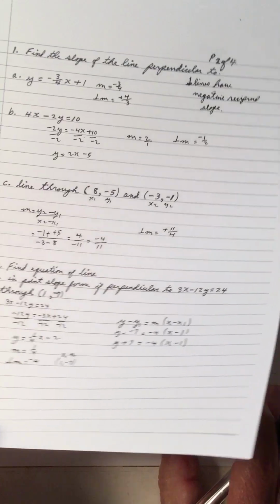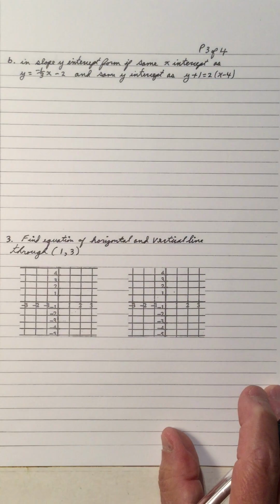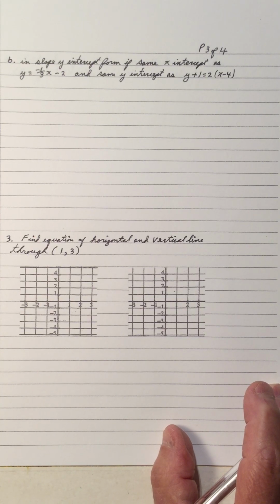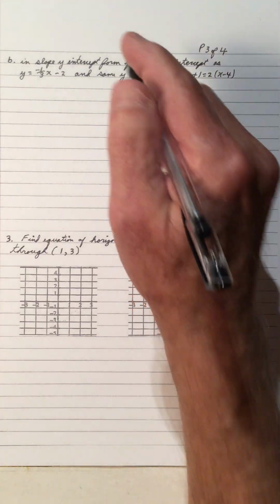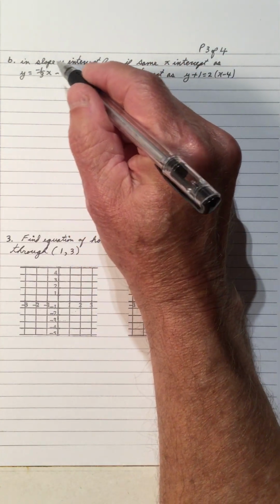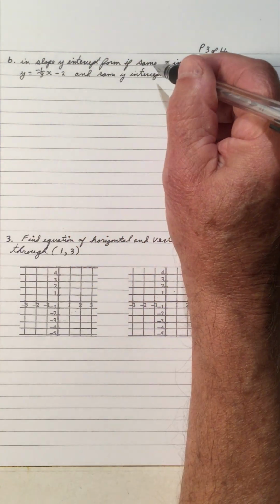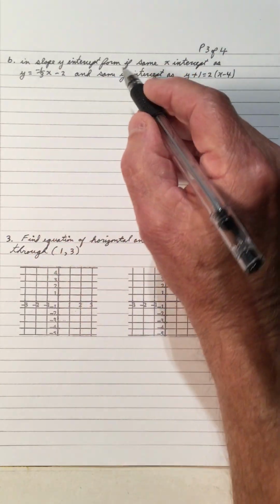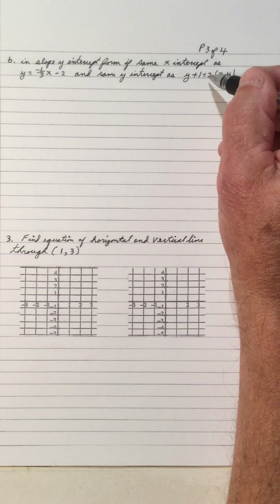So again, perpendicular lines have negative reciprocal slopes, except when we talk about vertical and horizontal lines, there's no negative reciprocals. And again, find the equation in slope y-intercept form if it has the same x-intercept as this line and has the same y-intercept as this line.